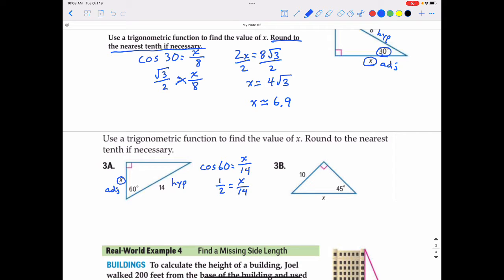Cross multiply to solve that, so we get 2x equals 14, which means x equals 7. No rounding necessary on that one.